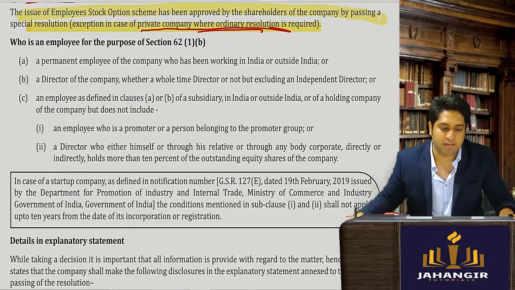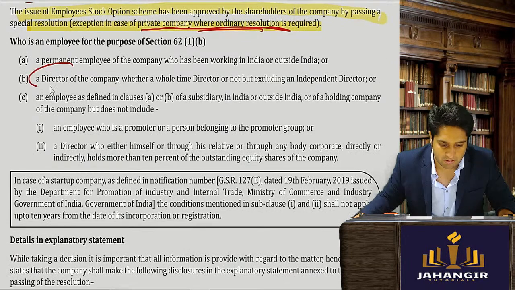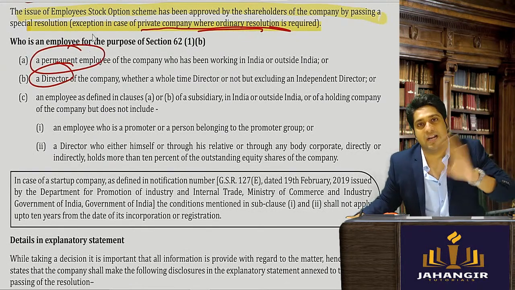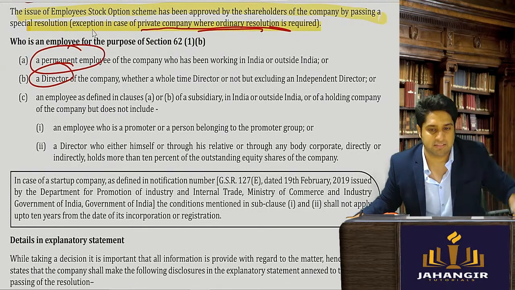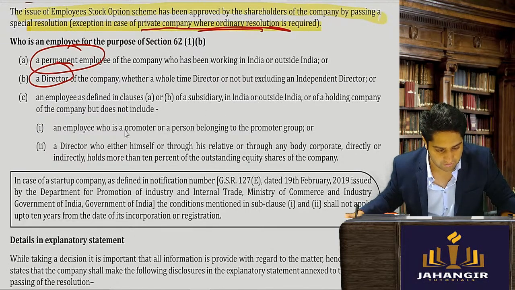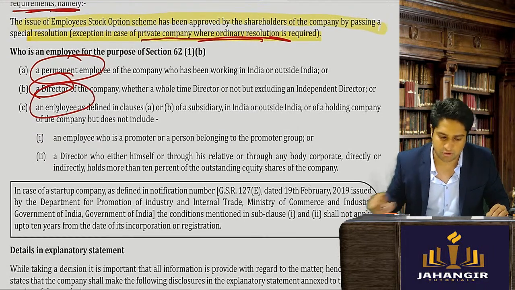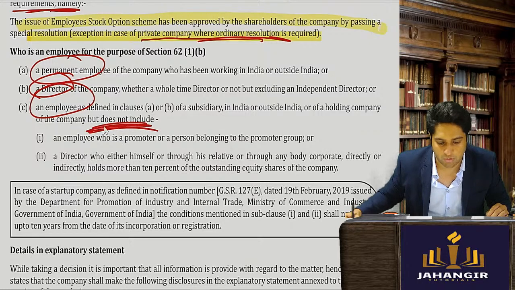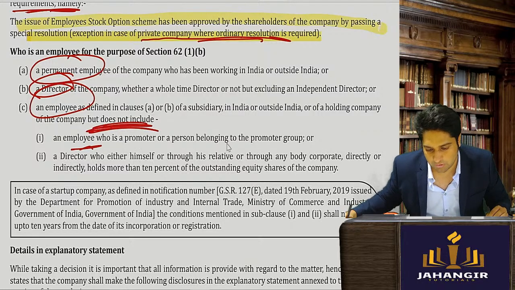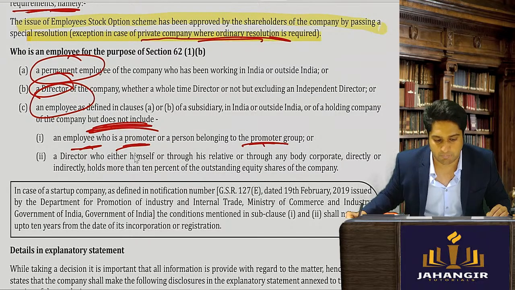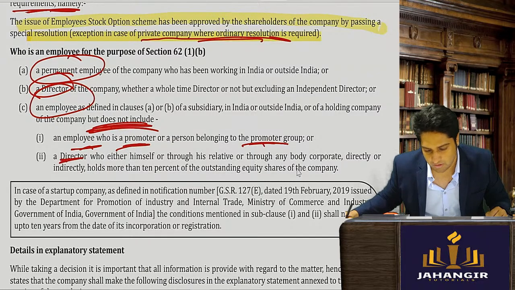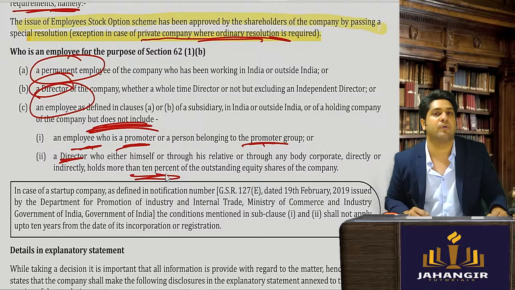Now who is an employee? A permanent employee. A director can also be given, but a director should not be holding more than 10% stake. Okay, so here they will give you that the director should not be holding more than 10% stake. Promoter, it cannot be issued. You can give it to an employee also, but it shall not include an employee who is in the promoter group, who is a promoter of the company, and a director who is holding 10% or more.